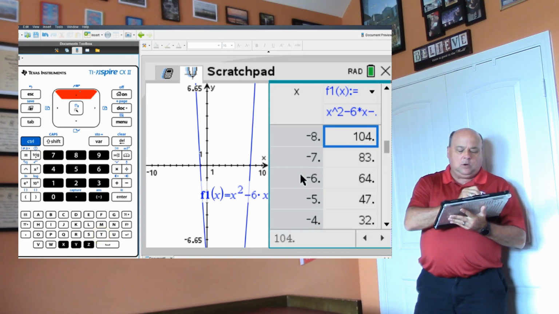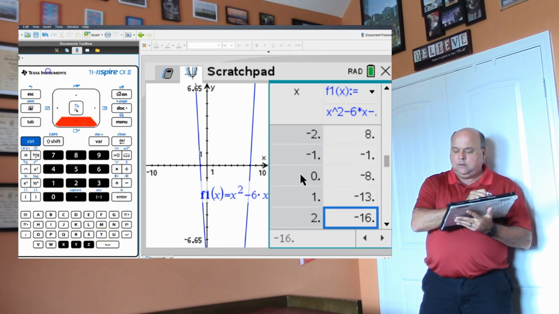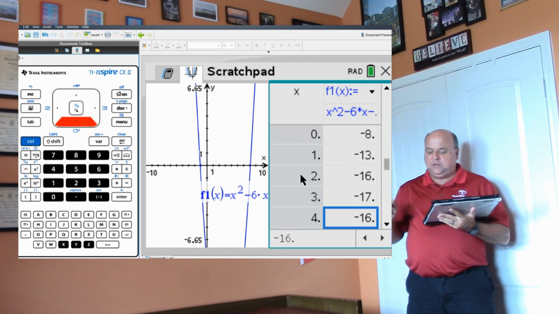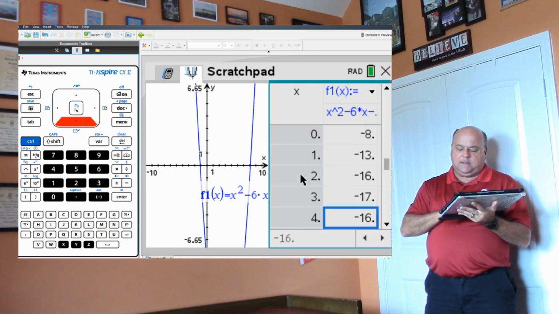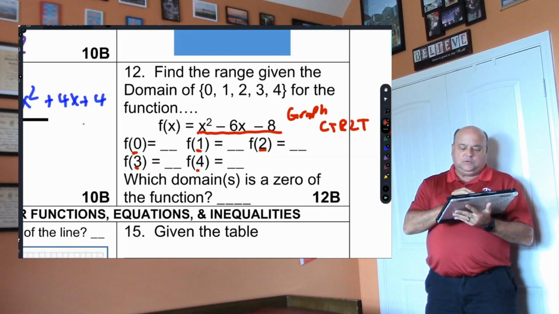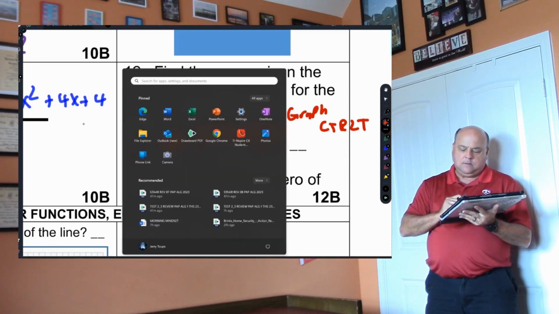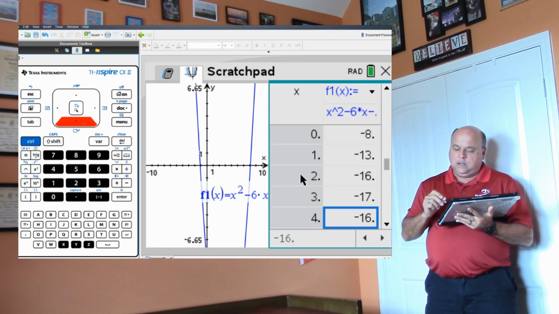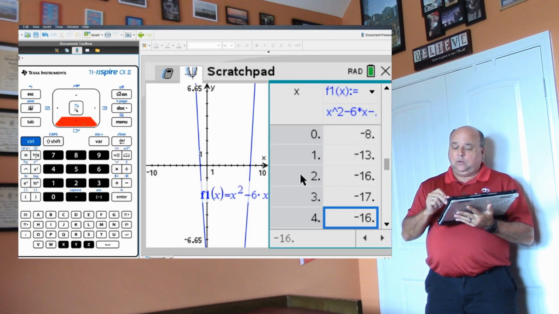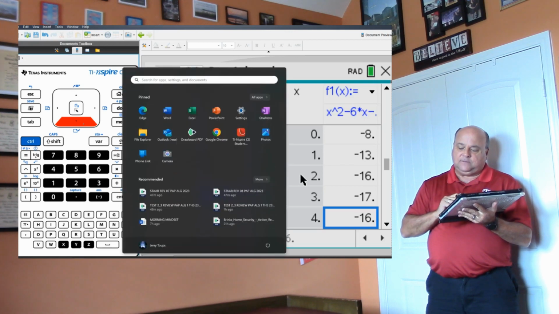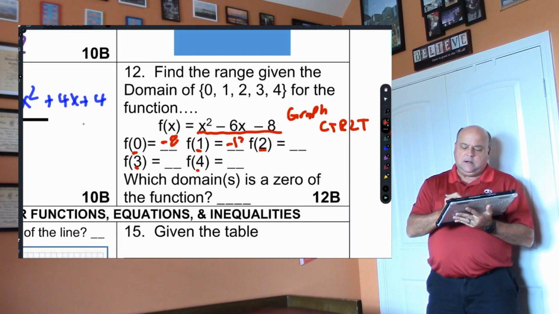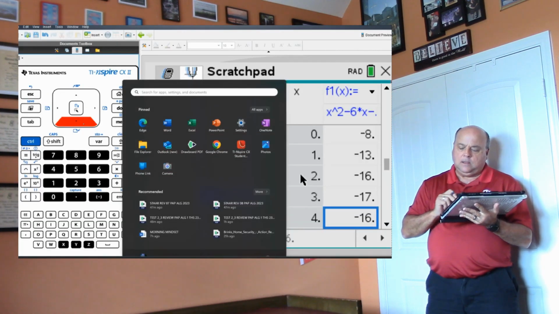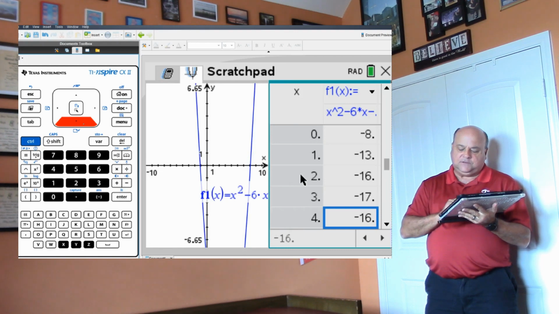So if we input 0, got to go down here. So if we input 0, we get negative 8. So I'm going to get my answers right here. So 0 is negative 8. And then, we're not going to get a 0 on this. 1 was negative 13, negative 16, negative 17, and then negative 16 again.